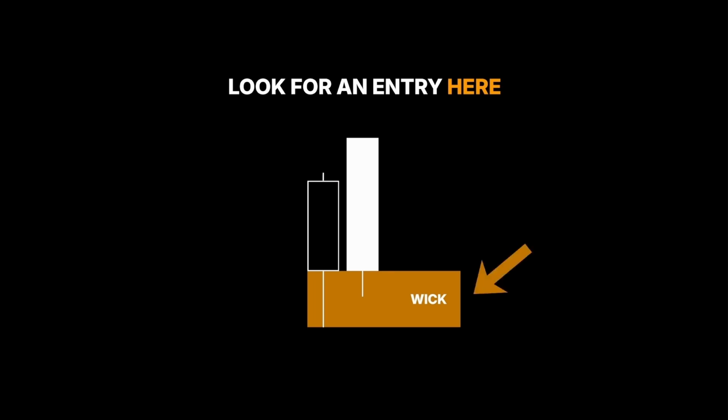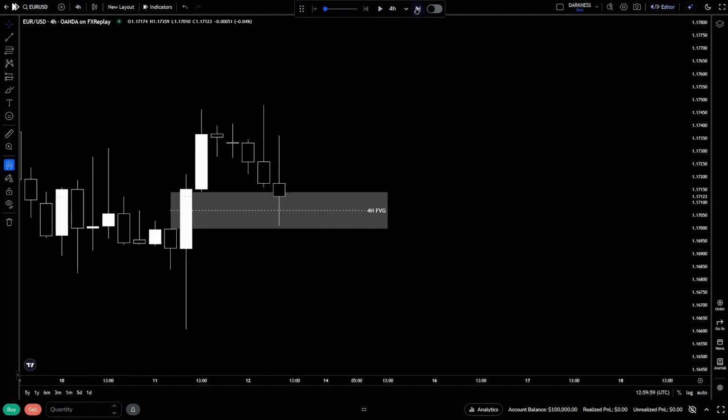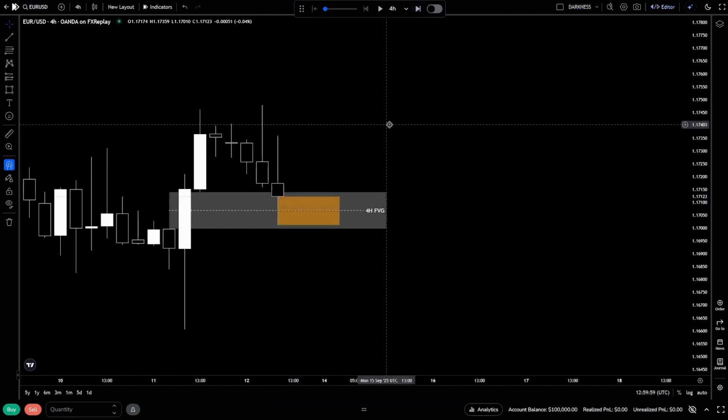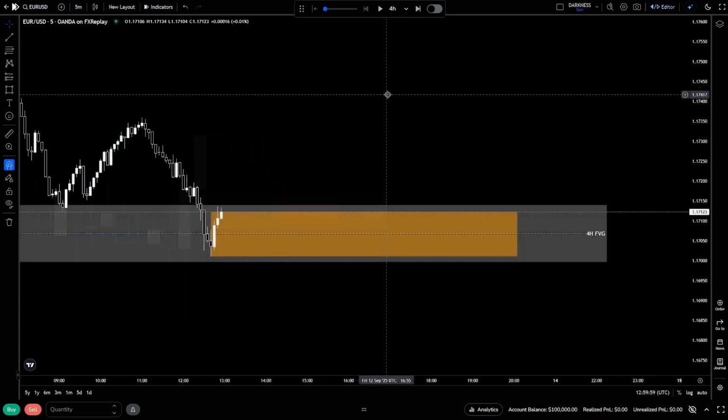For example, price comes back into the wick, it creates a market structure shift and you enter the position. Here is a 4-hour fair value gap. Price comes into it and the first candle leaves a big wick. So we want to look for a position in this area. Come into a lower time frame and wait for entry confirmation.